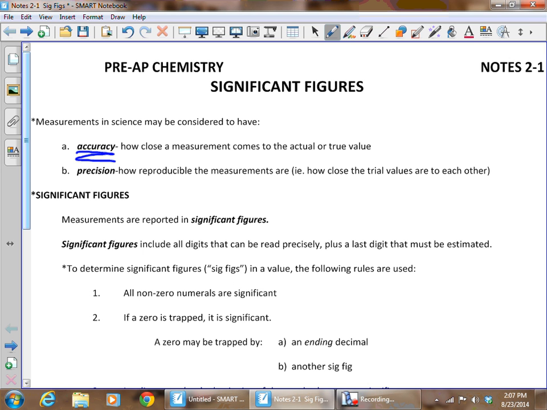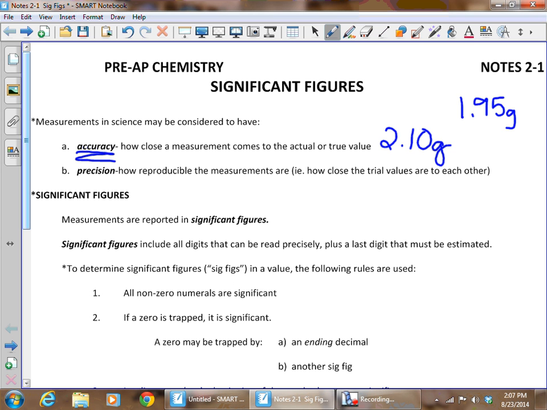Accuracy is how close a measurement gets or comes to the actual or true value. For instance, if the actual or true value was 2.10 grams when you were measuring some object, but when you measured 1.95 grams. That is an inaccurate measurement. It does not have accuracy. We're pretty familiar with accuracy. You either have the right value or you don't.